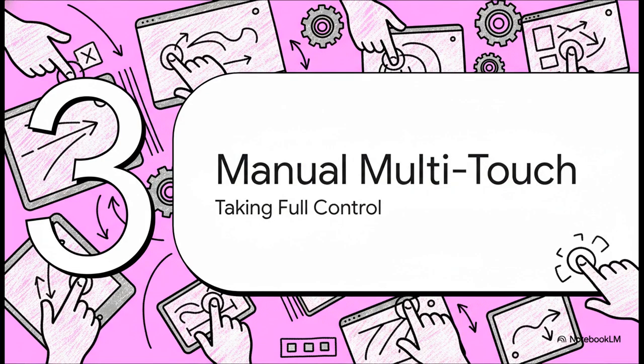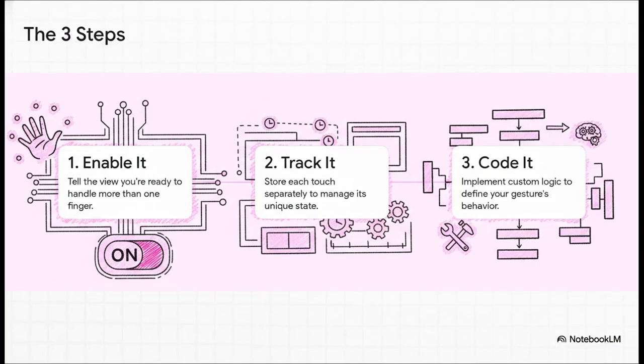All right, enough theory. Let's get our hands dirty. Now we're going to walk through how you can take full manual control over all these touches to build something completely custom. You know, it really just boils down to 3 simple steps. First, you've got to enable it. Second, you have to track it. And third, you code the logic. That's it. Enable, track, code.